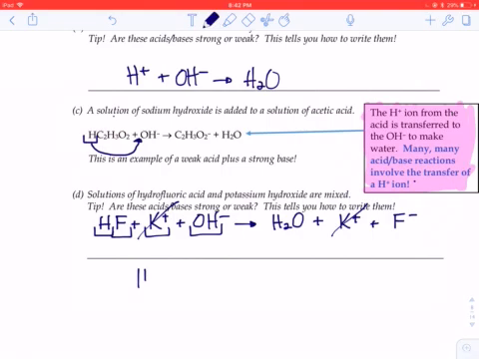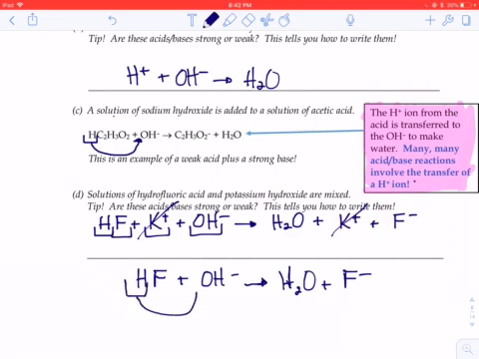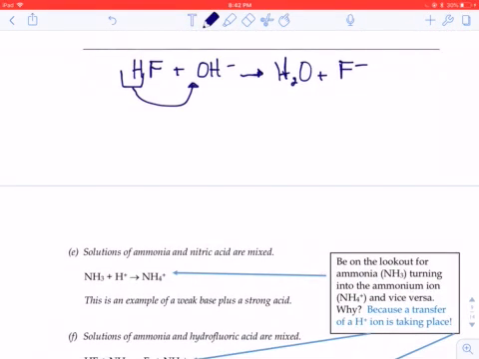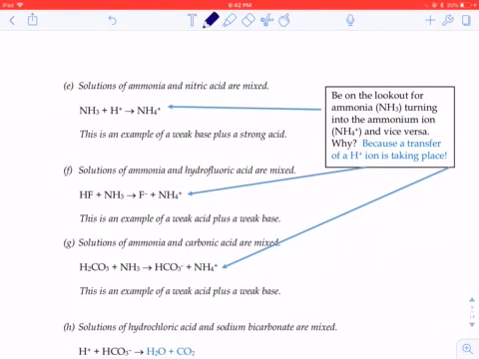So all you'd have left is hydrofluoric acid and hydroxide ion going to water and fluoride. Once again, we have this transfer of a hydrogen ion over here to make water. The fluoride ion gets left behind. Here are a few more examples of that hydrogen ion transfer.